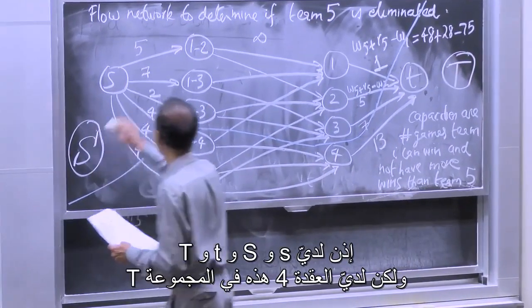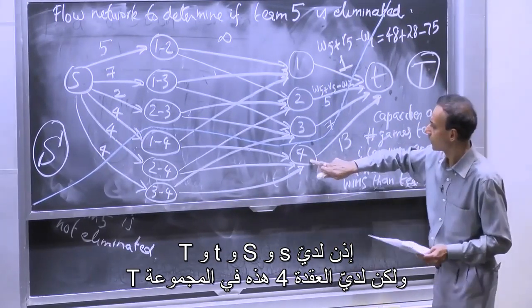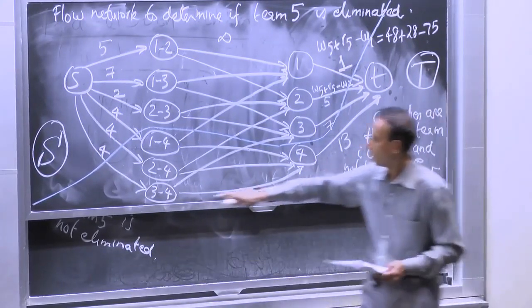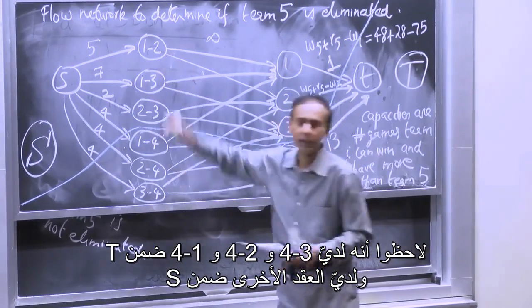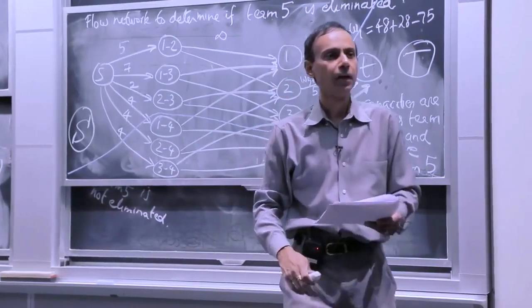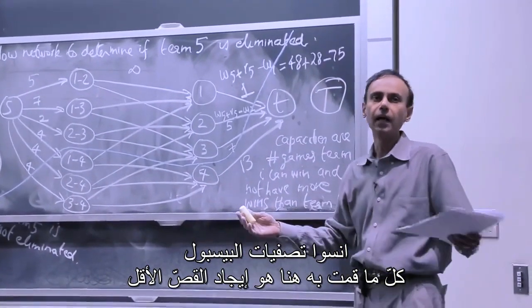Okay? So I got small s in capital S, small t in cap T, but I got this 4 in cap T. Notice that I got 3 to 4, 2 to 4, 1 to 4 in cap T, and I got these other ones in cap S. All right? So all I've done here, forget baseball elimination, is find a min cut.